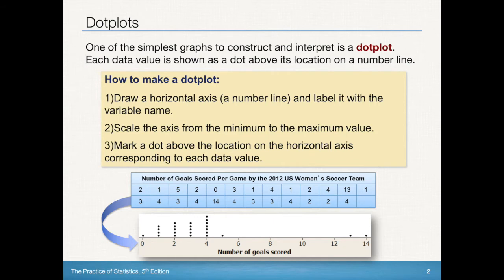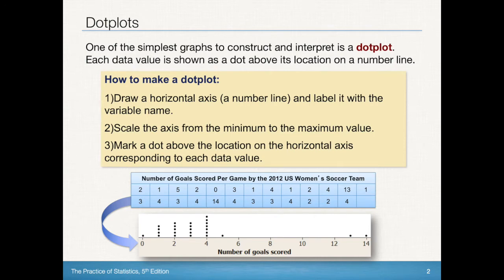And a dot plot is a nice, easy way to take a data set and give it a visual without much work to be done. You simply have to create a horizontal axis with an appropriate scale, from minimum to maximum according to the data set, label it appropriately, which in our case is the number of goals scored by the US women's team, and then for each data point in the table, you are going to make a single dot. If there's more than one for that value, as you can see from the picture, you simply stack the dots on top of each other.